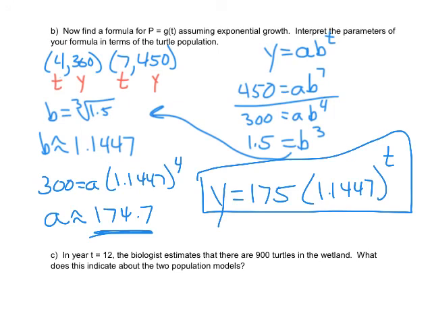So what I want you to think about, we're going to talk about this in class. In year 12, the biologist estimates that there are 900 turtles in the wetland. So there's a third point, 12, 900. You should be able to use that point to determine which model's better, the linear or the exponential model. So think about that, and we'll talk about it in class.